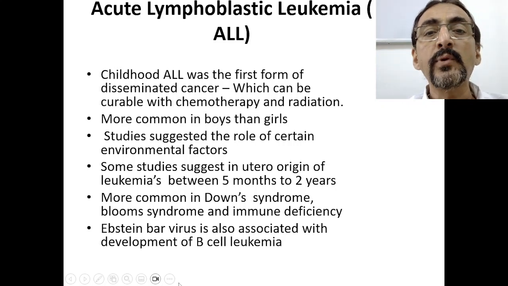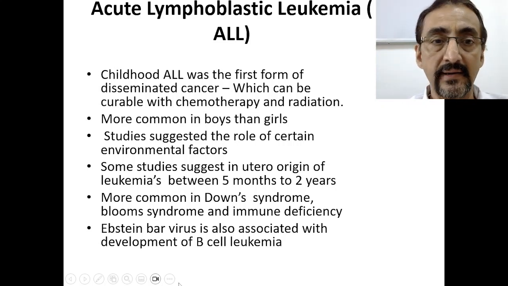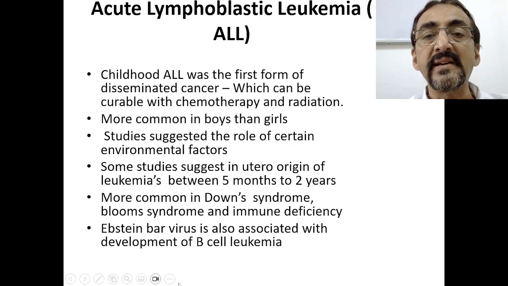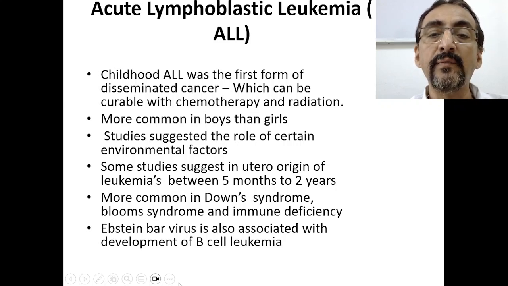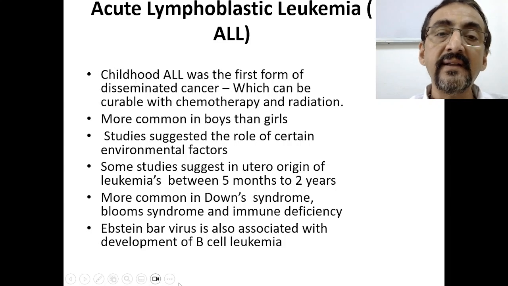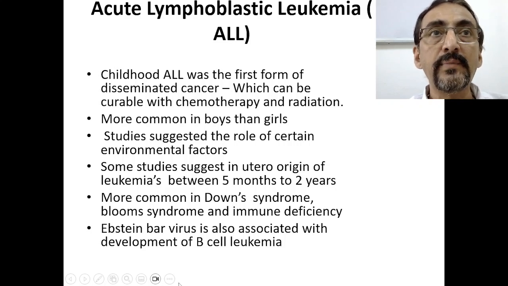It is more common in boys rather than girls. Studies suggested the role of certain environmental factors in the formation of ALL. Some studies suggest an in utero origin of leukemias between 5 months and 2 years. That means if the leukemia is identified between 5 months and 2 years, studies suggest that the origin of that particular leukemia has been in utero itself.